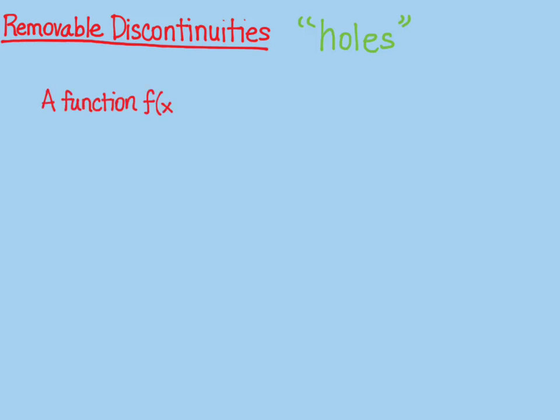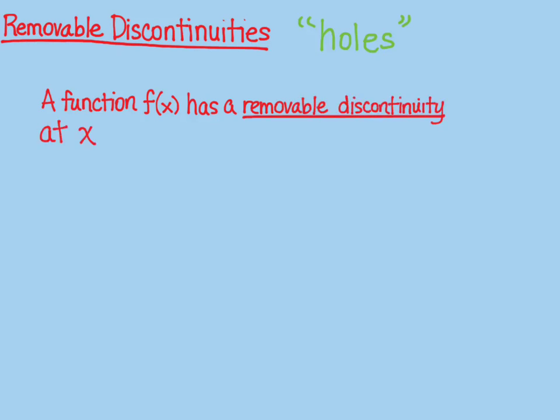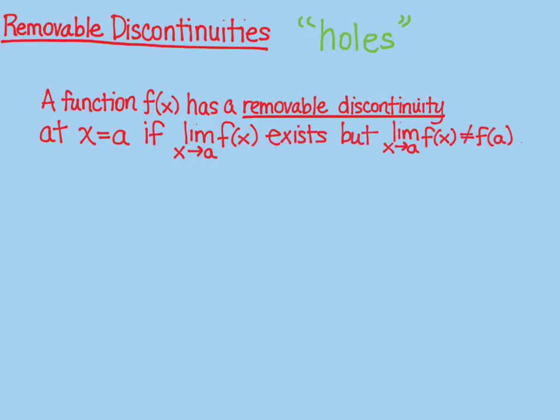So let's spend a little time looking at each of these, and we'll start with removable discontinuities, which remember look like holes. We'll say that a function f of x has a removable discontinuity at x equals a if the limit as x goes to a of f of x exists, but does not equal f of a.